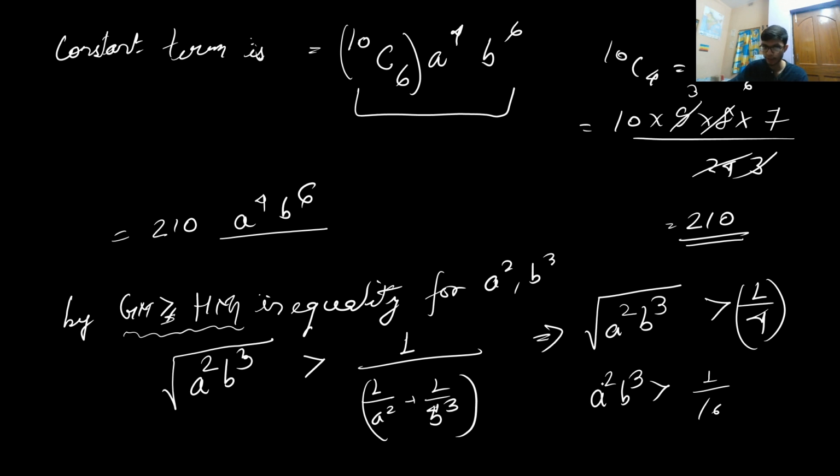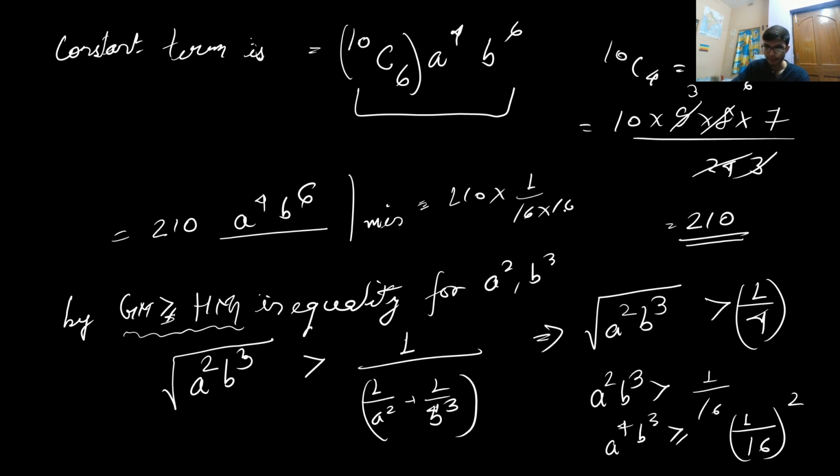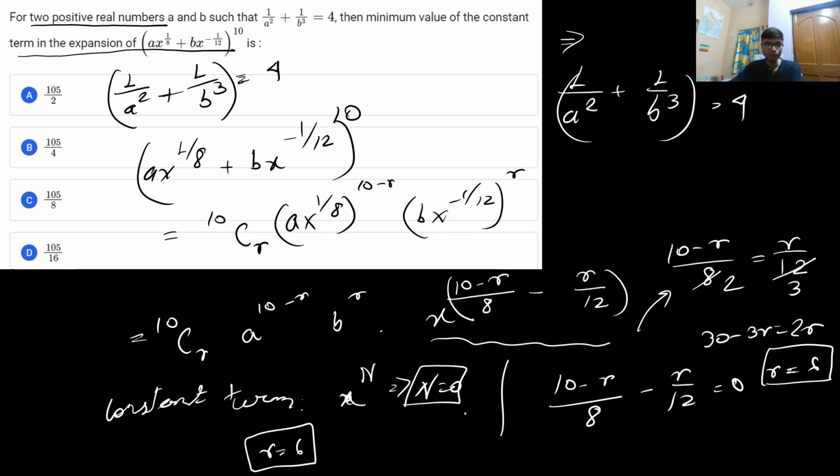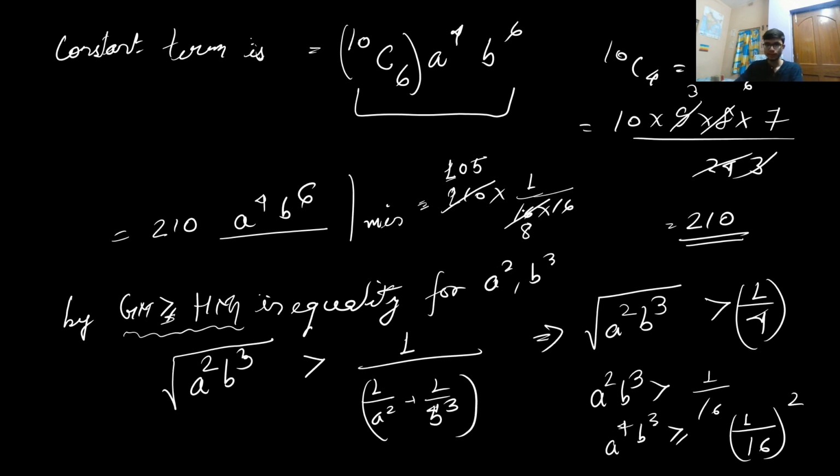But you are asked to find a to the power 4 and b to the power 6. So you have to take a square again, and this will be greater than (1 by 16) whole square, that is 1 by 256, that is 1 by 2 to the power 8. So if you find the minimum value, the minimum value is equal to 210 into 1 by 16 into 1 by 16. If you cancel out by 2, this will be 8, and this, if you cancel by 2, this will equal 105. So it is 105, and there is 16 in the denominator. If you look at the answers, it will be 105 by 16, if I haven't made any mistake.